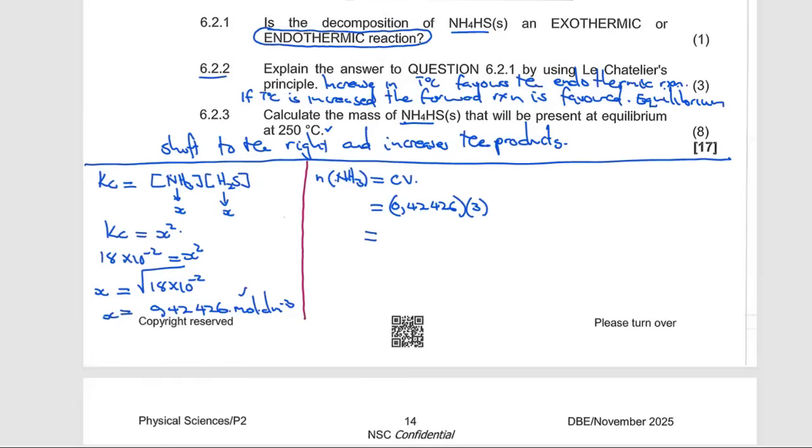So I'm going to say this is 1.27279, maybe, 9 moles, right? So this is what I'm having there in terms of our moles, right? So now I'm going to proceed and use the mole ratio here to calculate the one for NH3. I'm going to say the mole ratio between NH3 versus our NH4HS, right?